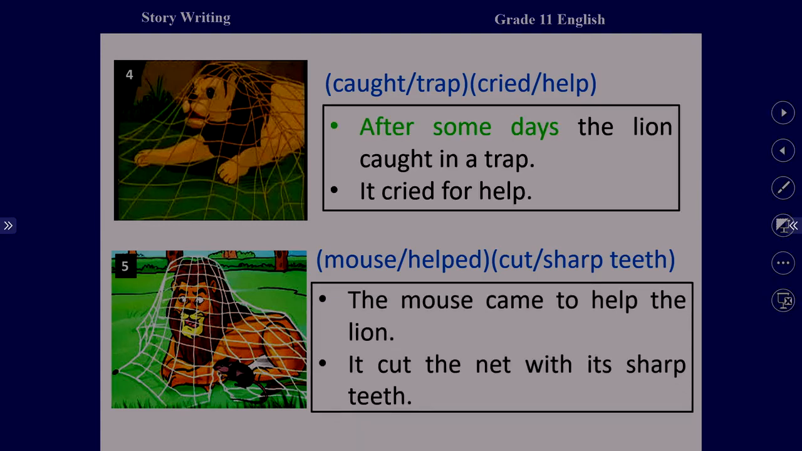Now you can compare your sentences with mine. After some days, the lion caught in a trap. It cried for help. The mouse came to help the lion. It cut the net with its sharp teeth. So what happened? In this story, we found 2 problems and 2 solutions.